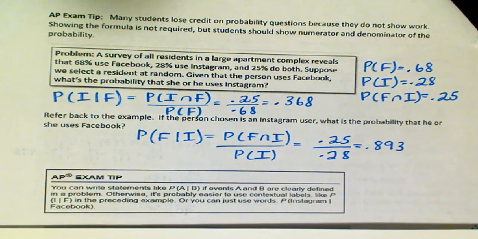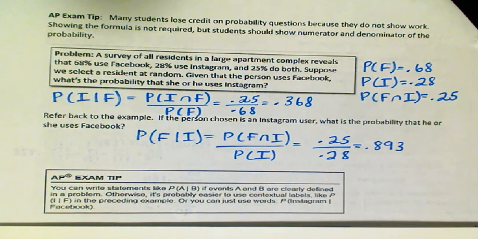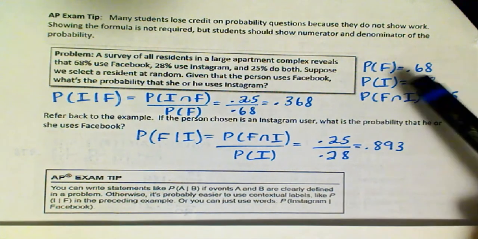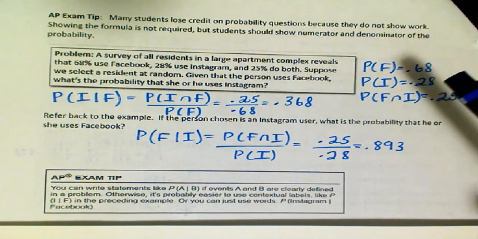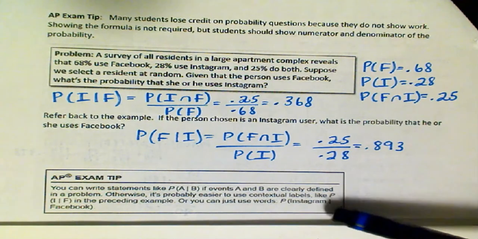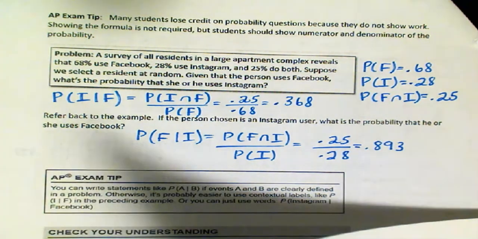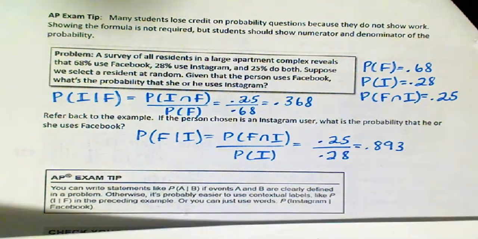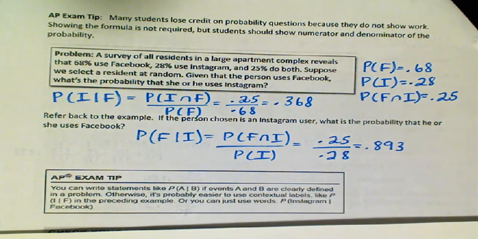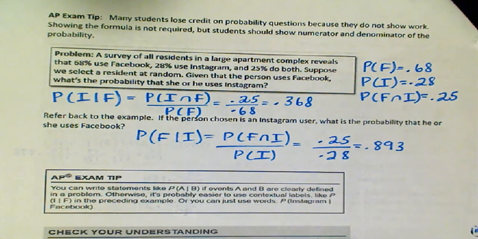Okay, you can write statements like probability of A given B if events A and B are clearly defined in a problem. Otherwise, it's probably easier to use contextual labels like we did up here. Instead of A and B, just use F and I, okay? Or you can also just use words if you want to. You don't even have to use the letters. Okay, we have one more example on this, and then we're going to go and talk about independence.